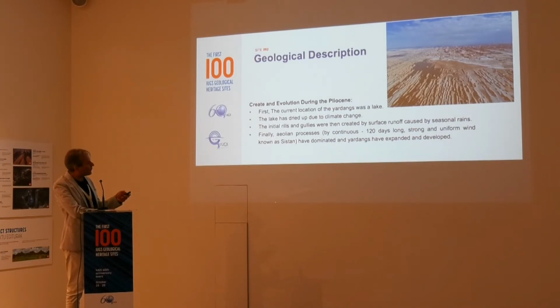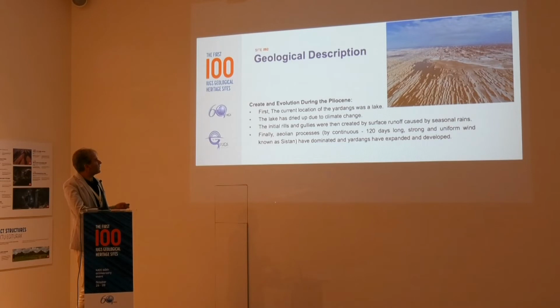This is another view of this amazing geomorphological feature. First, it was just a big lake in the area, and the lake dried up due to climate change. The initial rills and gullies were created by surface runoff caused by seasonal rains. We have very rare rains in this area, but when it rains, it rains very hard, so it creates very deep and very big rills and gullies.